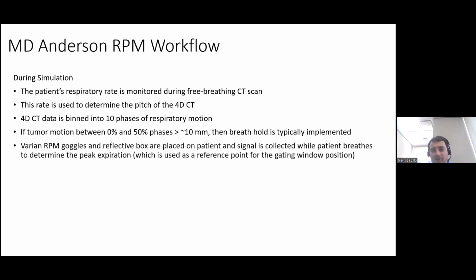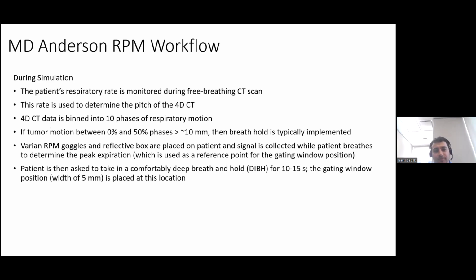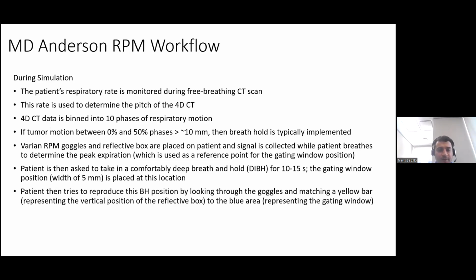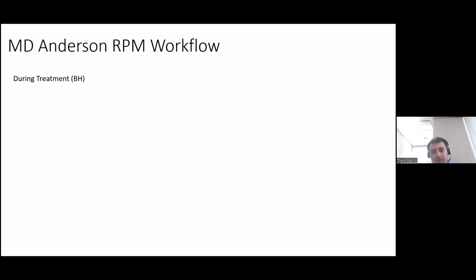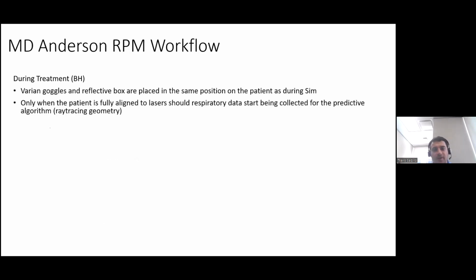If we determine that a breath hold is needed, then we'll set up this Varian RPM system where we have the goggles in the box. We'll ask them to take a couple breaths in and set the reference settings for the RPM. And then they reproduce this breath hold a few times before we actually acquire the CTs. We document, again, where the RPM is and the settings that we used because that's exactly what we use during treatment. So during treatment, again, put them in the exact same position as we had during simulation.